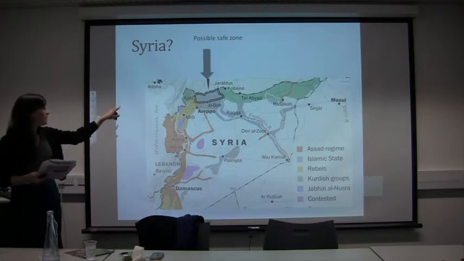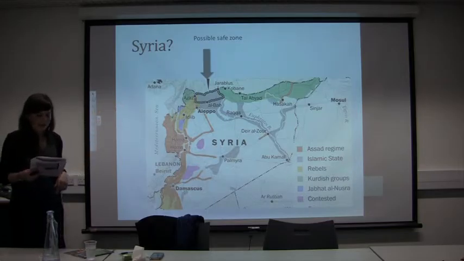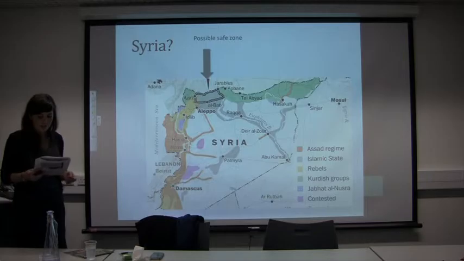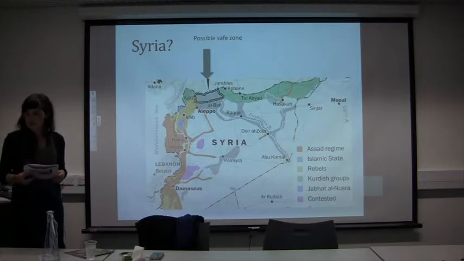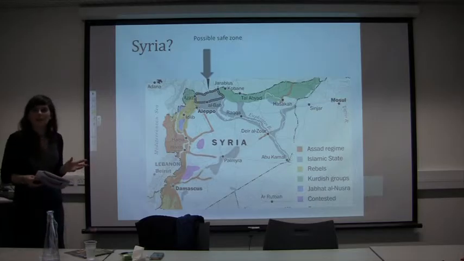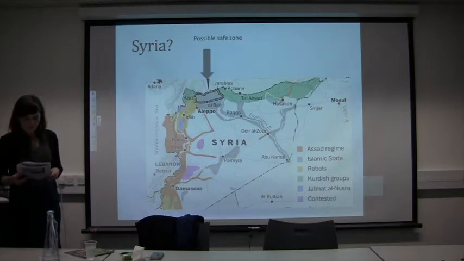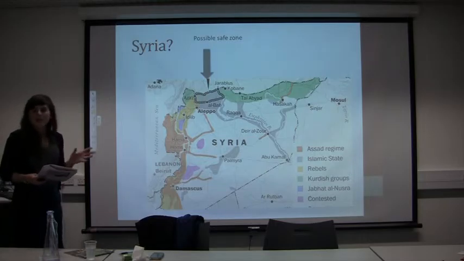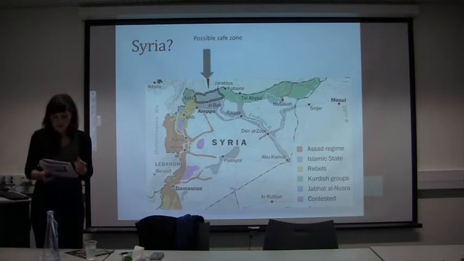So the safety zone is here on this map. It will stretch supposedly for 68 miles along the border, about 40 miles deep. And France has also indicated its support for this safe zone. However, there are very limited details available on what this safe zone would entail. The response to this safe zone has been mixed.